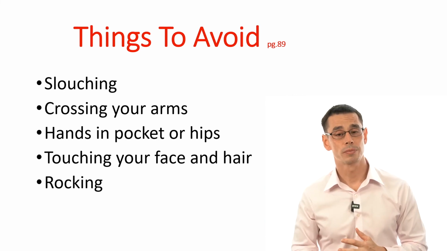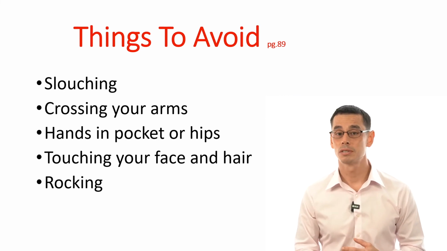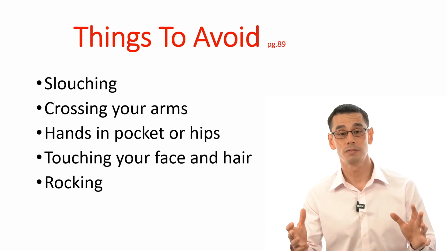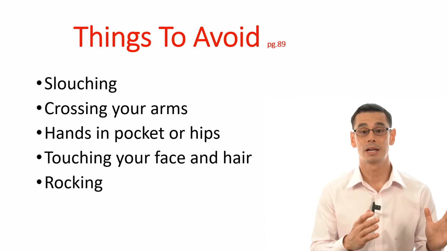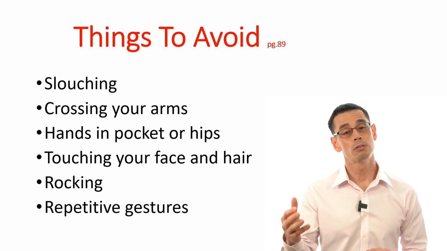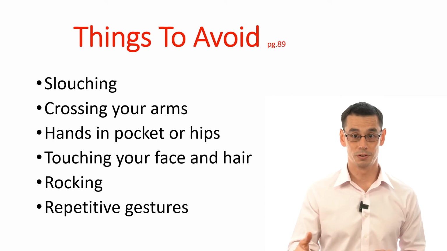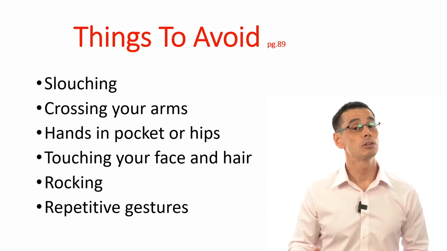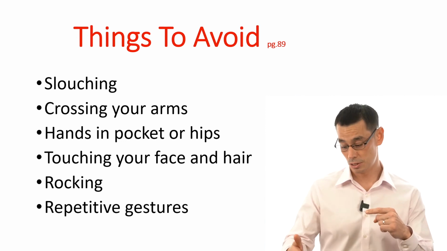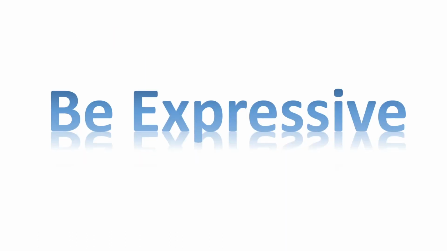Another thing is rocking. And this is one of the reasons why we watch ourselves on video, because many students rock. They don't know they rock until they see themselves. When you're nervous and in front of your audience, you don't notice that you're going back and forth. And then the last thing is repetitive gesture. A repetitive gesture is doing the same gesture over and over and over again. Now, you should have many gestures, but you want to have a variety of different gestures, not just a repetitive gesture.